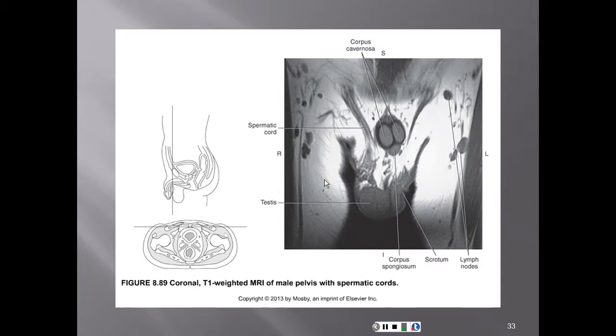More sectional anatomy of the male pelvis with the spermatic cords. This is the spermatic cord. Remember, this is the path that the testes travel from infancy to maturity, as they sit on top of the kidneys initially, and they burrow their way down until they reach the scrotum.